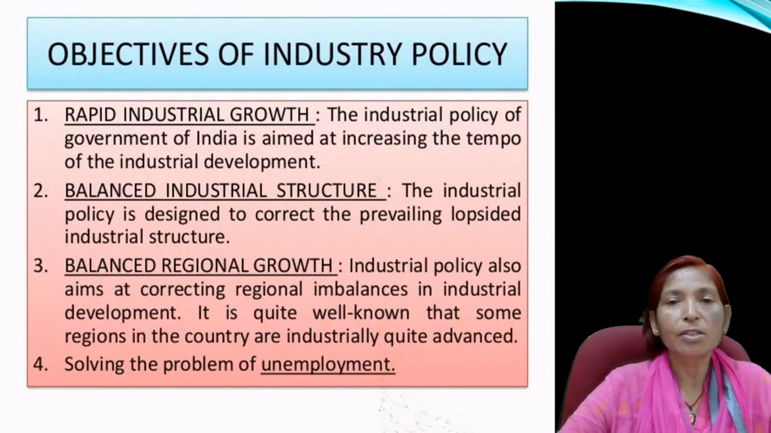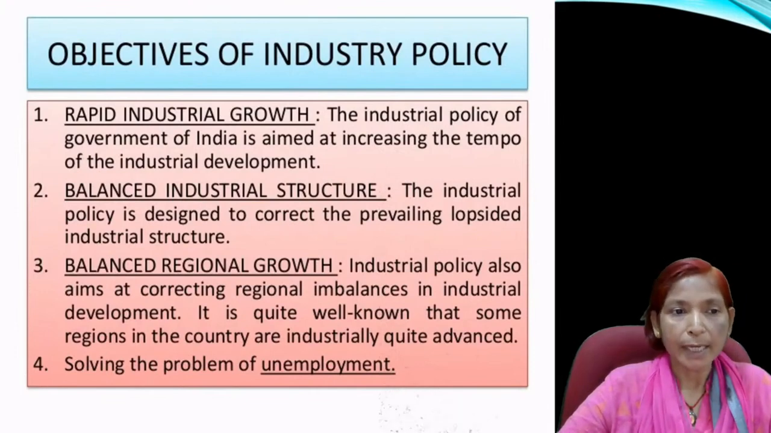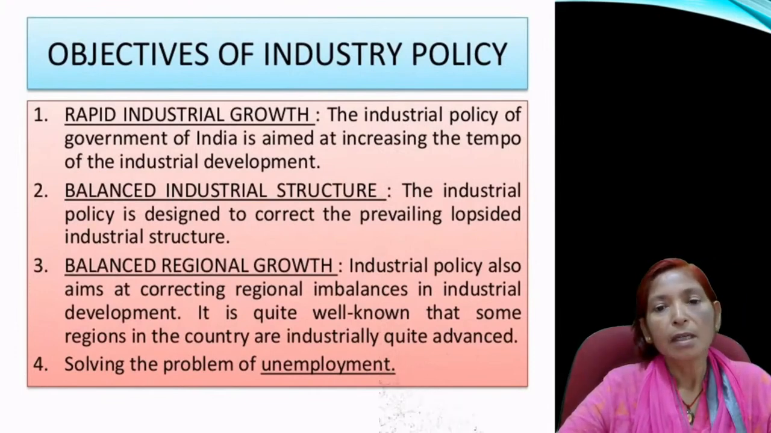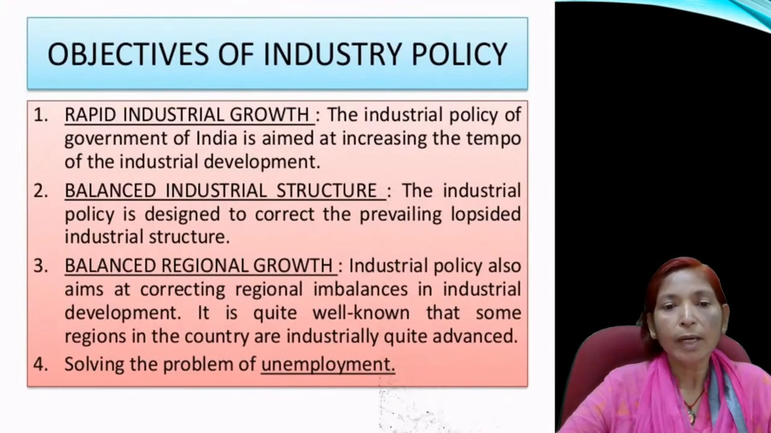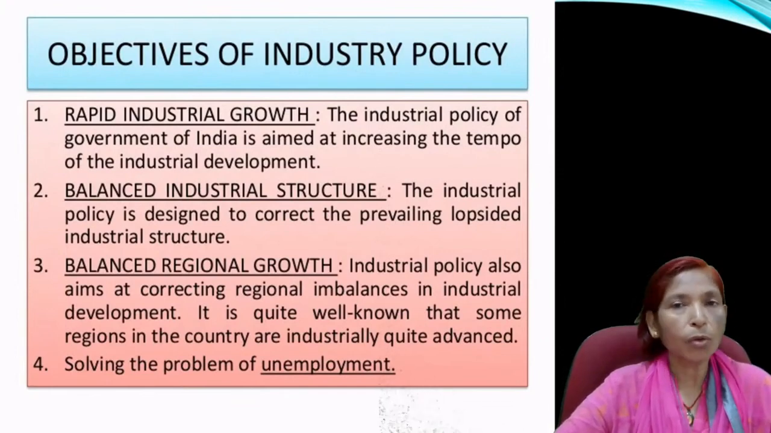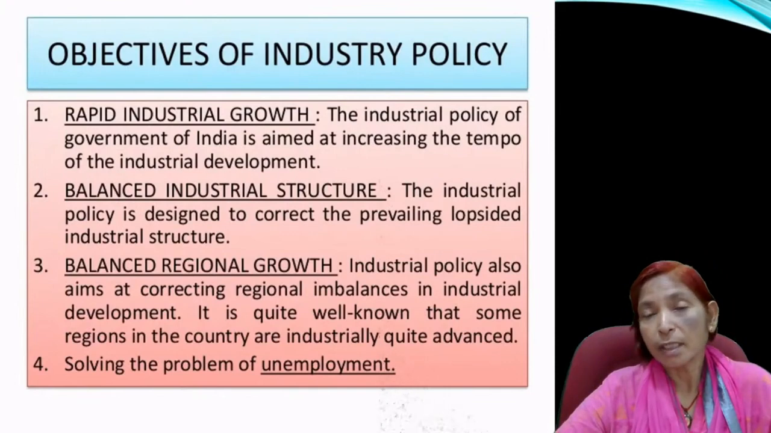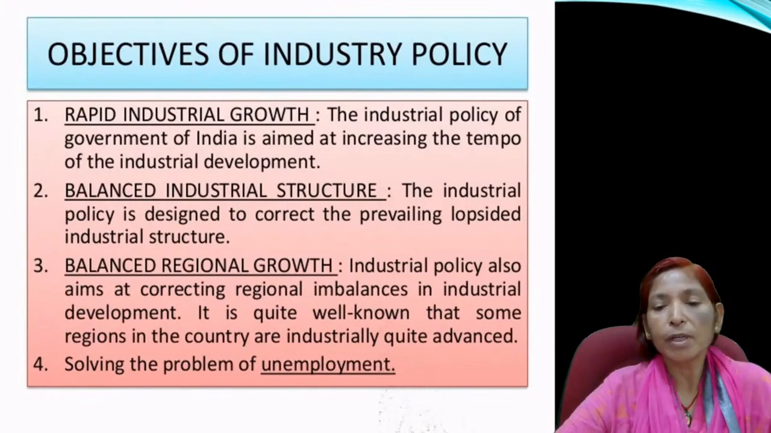The first objective of the industrial policy is rapid industrial growth. The industrial policy of Government of India is aimed at increasing the tempo of the industrial development. Second is balanced industrial development. The industrial policy is designed to correct the prevailing lopsided industrial structure. Lopsided means one-sided industrial structure. So industrial structure should be based on overall industrial development of the country, not only some part of the industrial development.